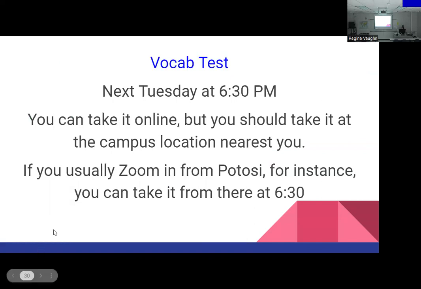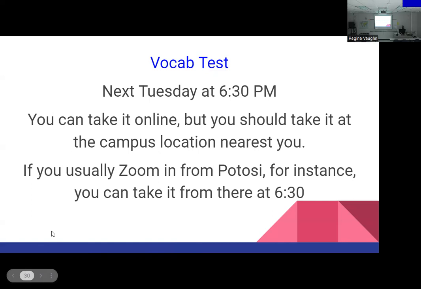So that brings us to the end of our vocab list. If you go through your list and you find that I left anything out, I don't think I did, but if I did, please let me know, and I'll be sure that does not end up on the test. The test is next Tuesday at 6:30. You can take it online, but you should try to take it at the campus location nearest to you. If you usually Zoom in from Potosi, for instance, you can take it from there at 6:30, that would be just fine.